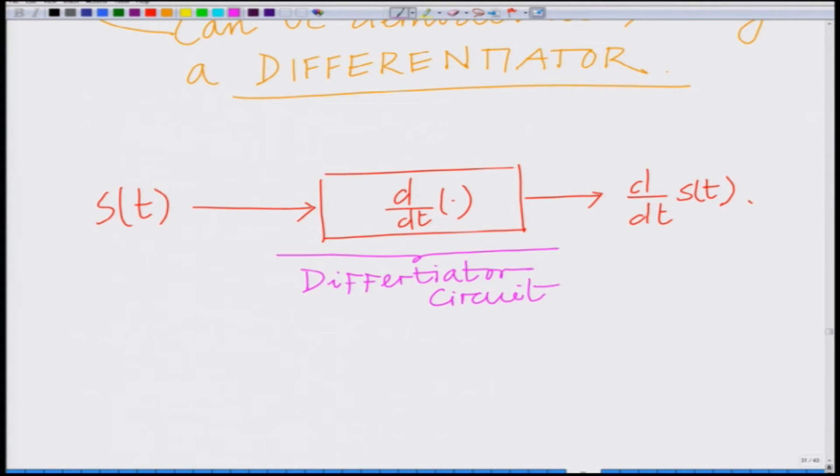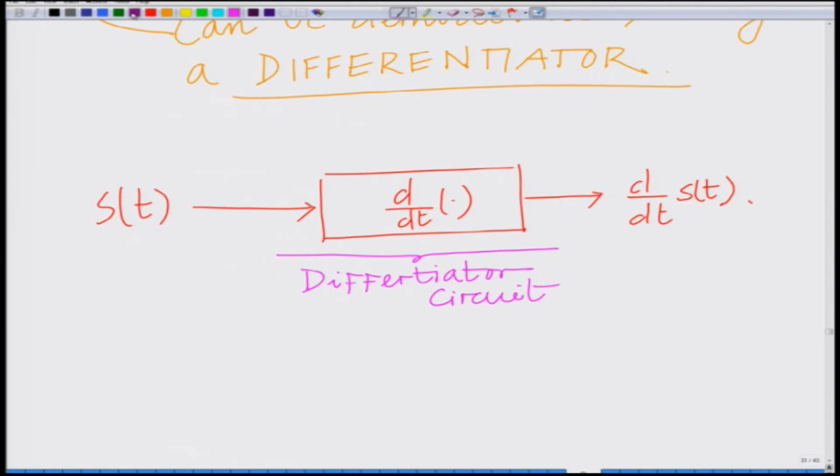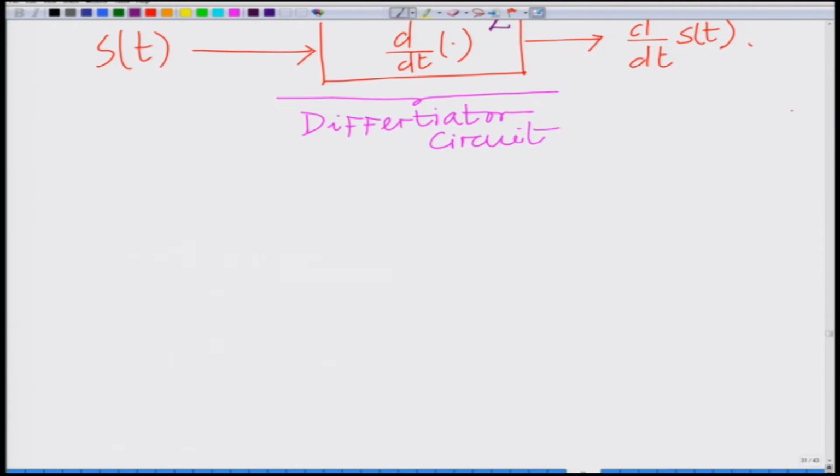By the way, a differentiator you will realize is a linear time invariant system. So this is a very important property of the differentiator. You can also note that the differentiator is an LTI system.